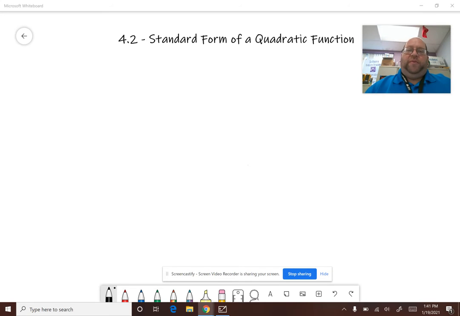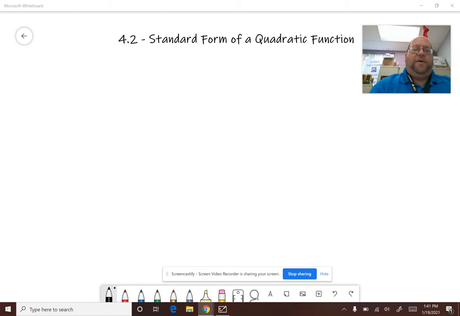Hey guys, this morning we're going to be talking about 4.2, which is the standard form of a quadratic function. I want to start by talking about vertex form, and then we'll talk about why we need standard form and what the differences are, how it's developed. Then I'm going to work through just a couple of problems with you as well. You only have 6 problems today, so it's going to be a pretty easy day, I think, but we need to set up a little groundwork.